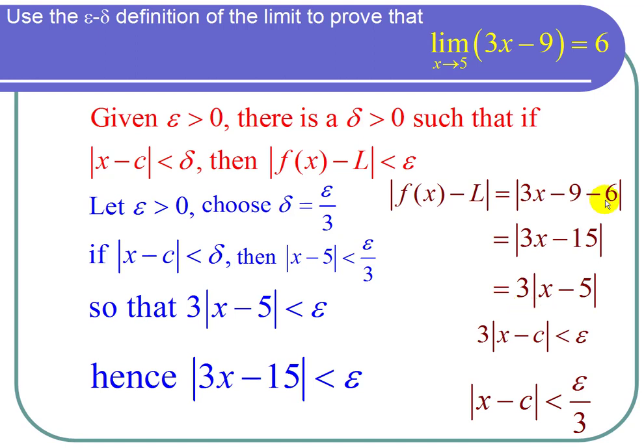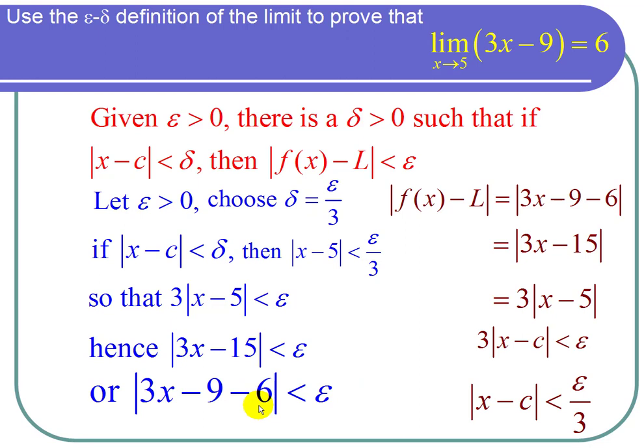Well, 3x minus 9 was f of x, and 6 is L. So finally, I can say that the absolute value of f of x minus L is less than epsilon. And that's my goal in the epsilon delta proof. So I have now proven the limit really is equal to 6. And I'm done with the problem.